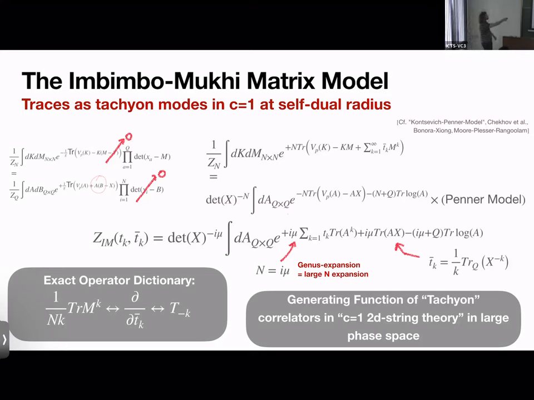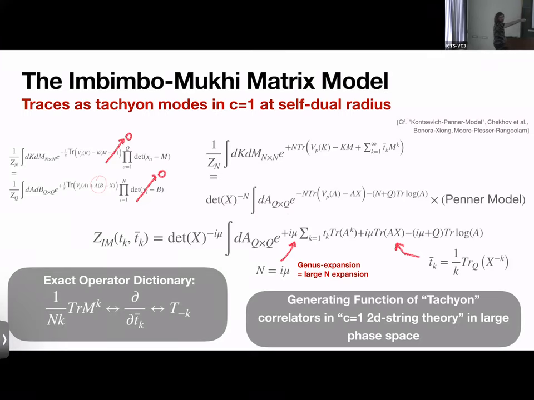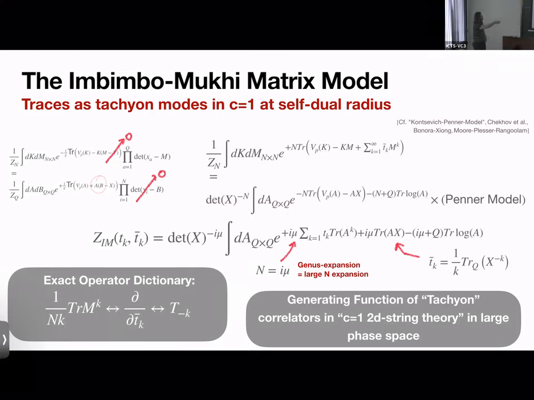So let's do that. I'm going to take this top line and massage it as follows. I write the determinant as e to the trace log, and I just Taylor expand that. Physicist's favorite thing to do. That will generate some potential for this M with some particular coefficients that I call T-bar_k. Now I'm going to do the same thing on the bottom line. Note that this is a two-matrix integral, but I want to simplify it to a one-matrix integral.